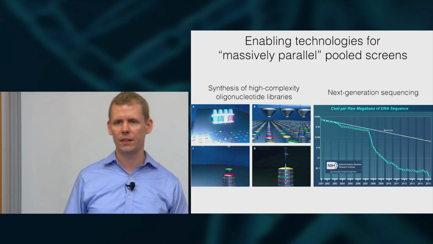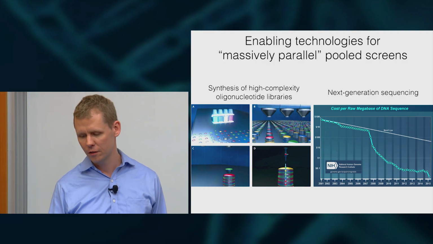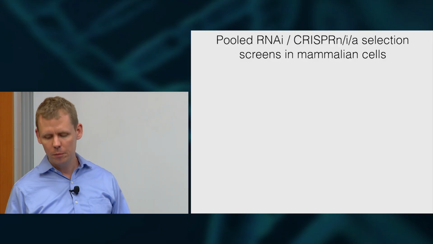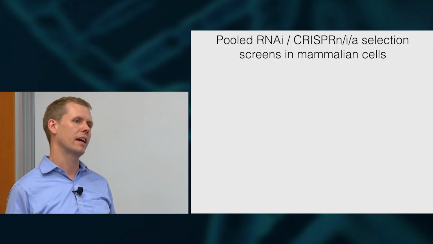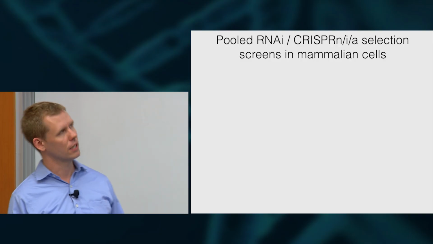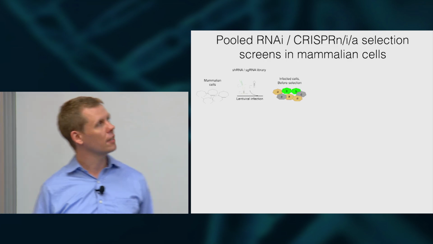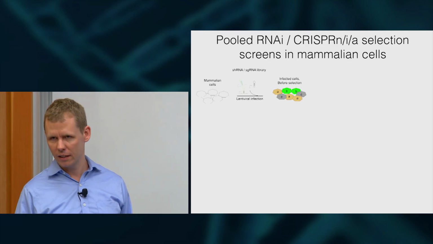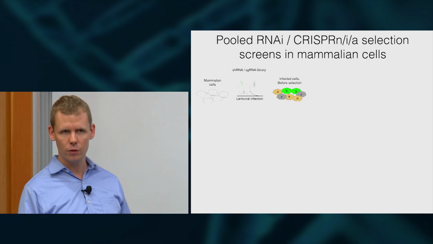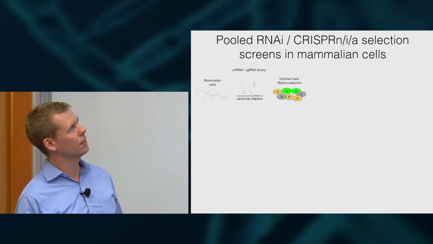So what's the principle then of how we actually practically implement these pooled screens? The basic principle is going to be the same, whether it's an shRNA screen, a CRISPR cutting screen, a CRISPRi screen. Essentially, we're starting from a population of cells. They could be mammalian cells. They could also be microorganisms. In this case, the specifics apply to mammalian cells.